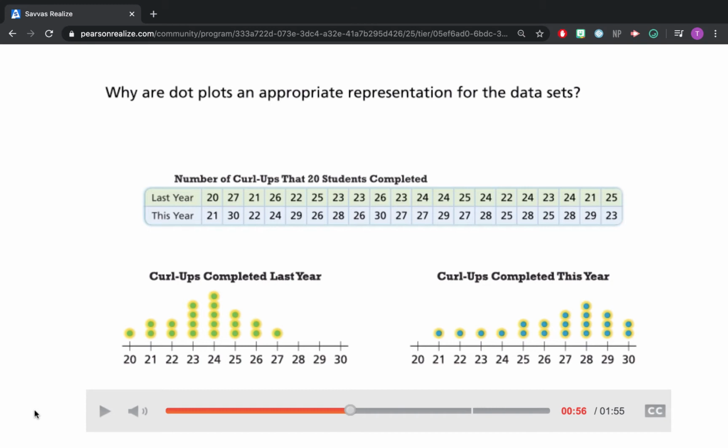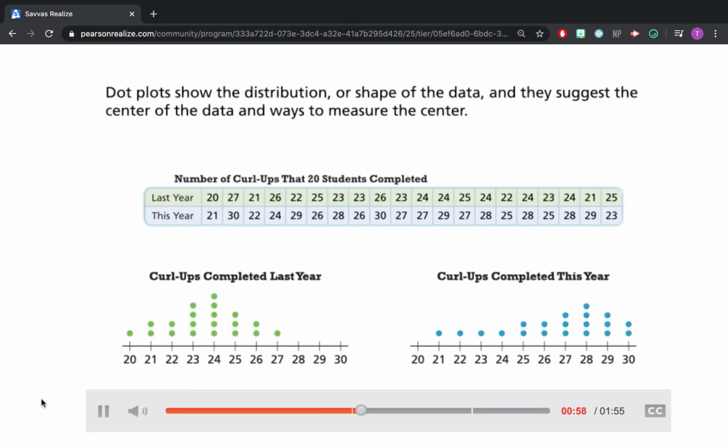Now, what dot plots allow you to do, and we use dot plots a lot in 6th grade, is it allows you to get a visual representation of each data point. It allows you to really quickly notice trends and patterns that a traditional table doesn't really allow you to do. Dot plots show the distribution or shape of the data, and they suggest the center of the data and ways to measure the center.